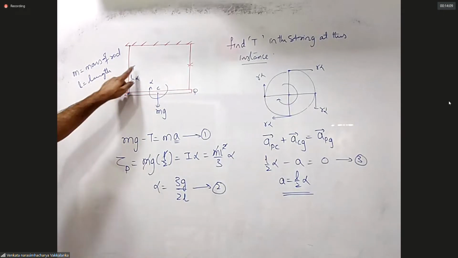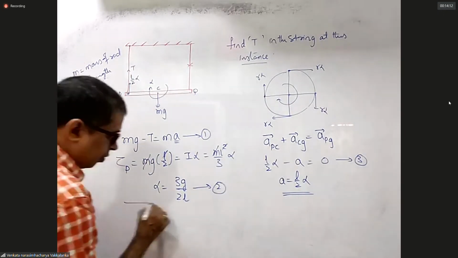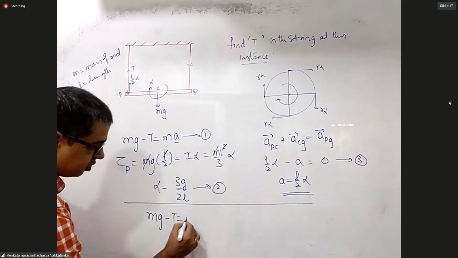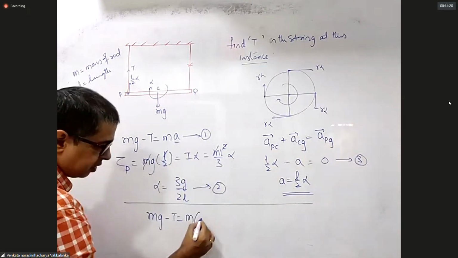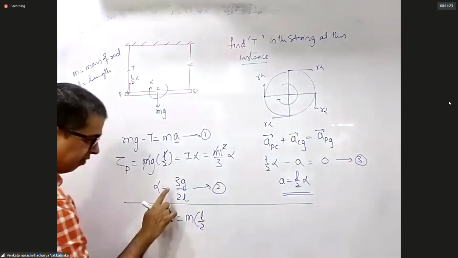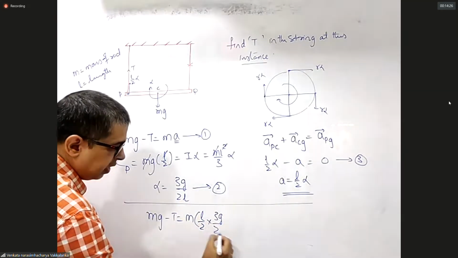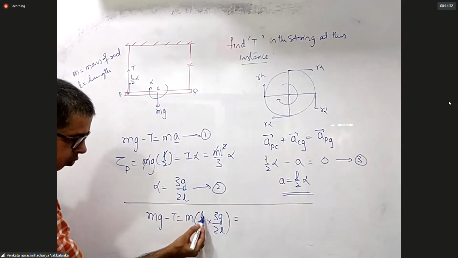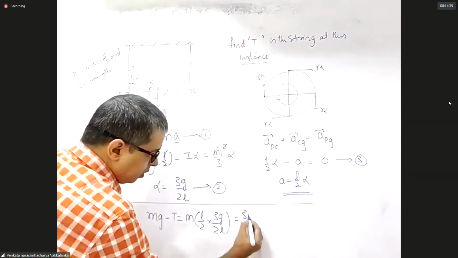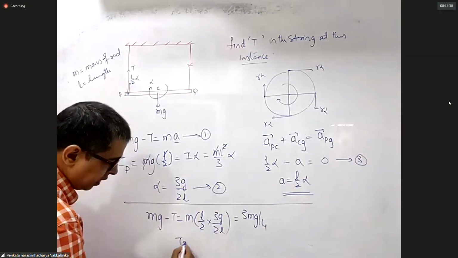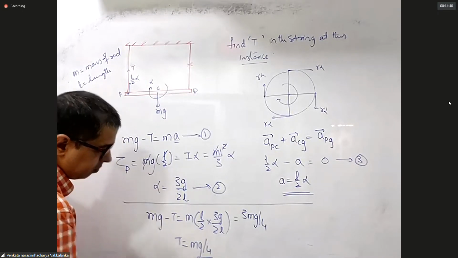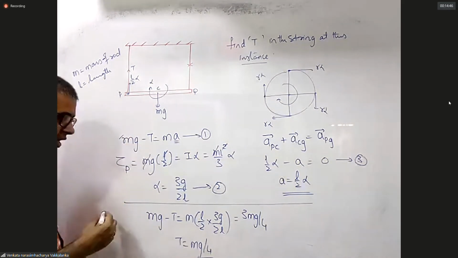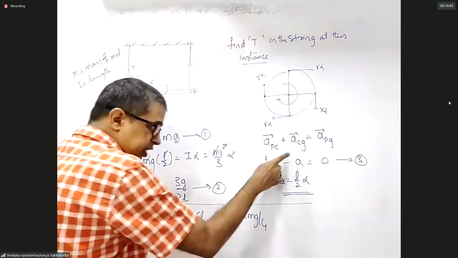Now, what was asked in the question? Tension was asked. So, how do I do the simplification? mg minus T is m into A. I will substitute from here L by 2 alpha, and alpha I will substitute from here 3g by 2L. This will turn out to be, L and L will go, right? This will become 3mg by 4. So tension will become mg by 4. Translational dynamic equation, rotational dynamic equation, constraints.